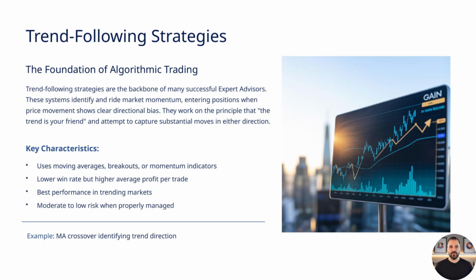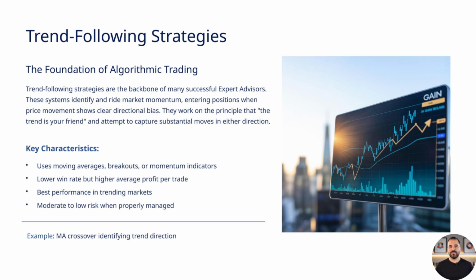For example, when a faster moving average crosses above a slower one, it signals potential upward momentum. An EA can instantly trigger a buy. Similarly, when prices break through established highs or lows, the system can act to capture the move.